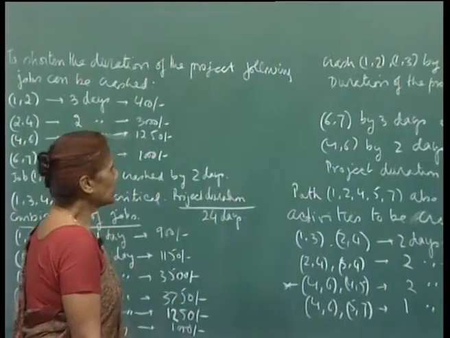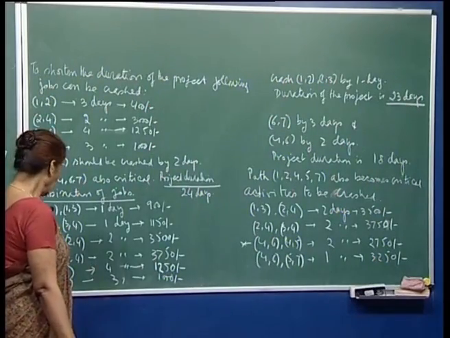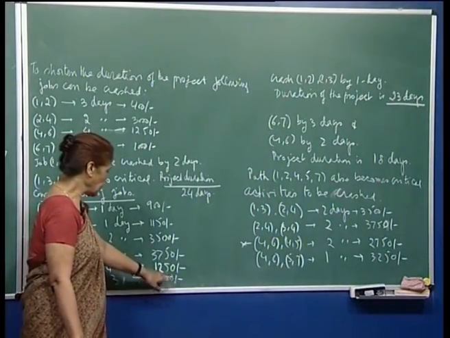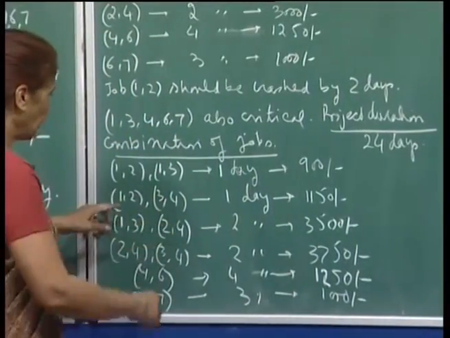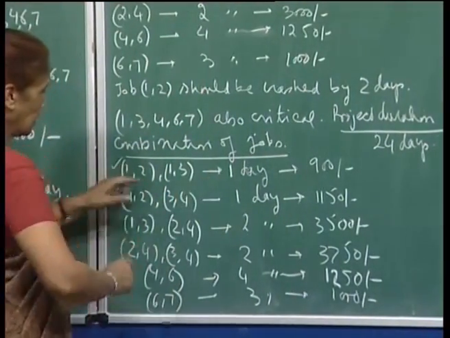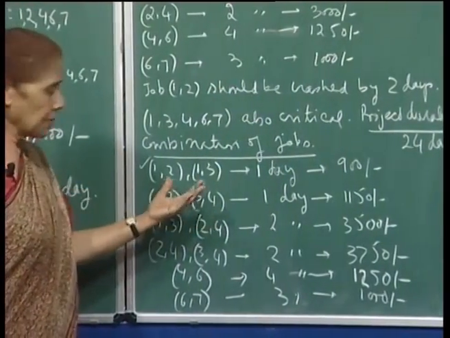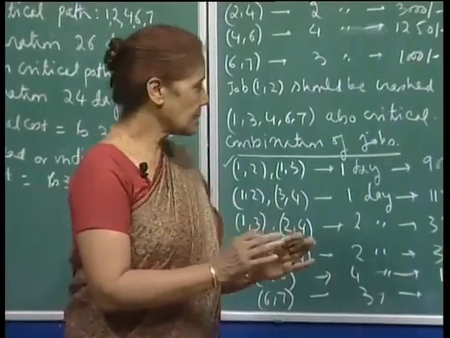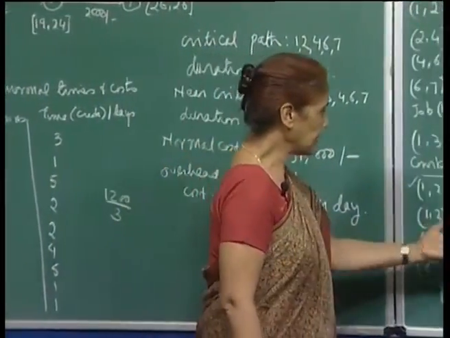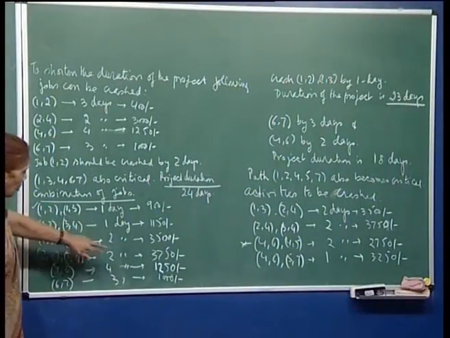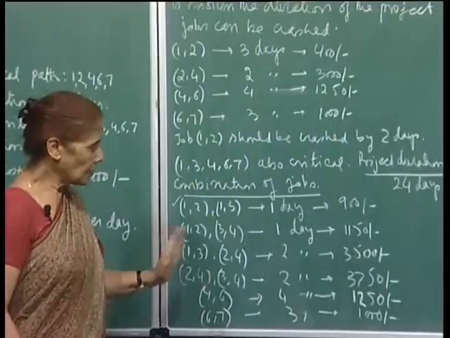So, I will crash 6, 7 by 3 days, and then 4, 6 can also be crashed by 2 days, because this is 1,250. All these numbers are less than 3000, and once I decide to crash this pair, I cannot do this, because this is ruled out. Remember, 1, 2 has come to its last, the duration has been reduced to 3 days, I cannot reduce it further. So, this is ruled out, and all the other sets of activities are more than 3000.